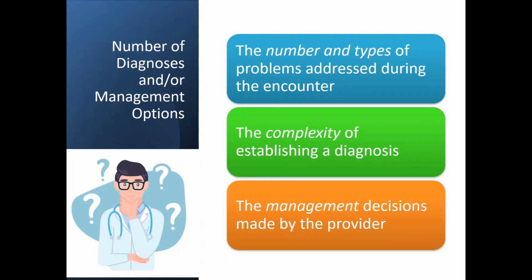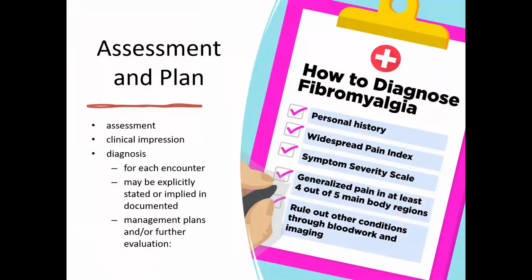So what you're going to need to explain in your medical decision making part of your note is the complexity of what you're doing and how you came to your decision. So your assessment and plan should include what you're doing and what you're thinking.